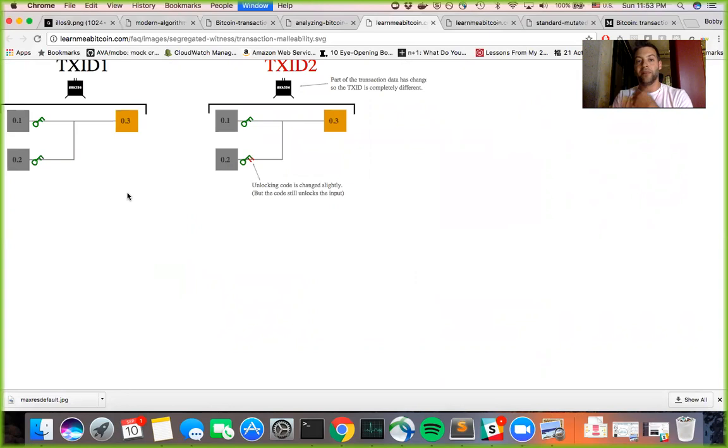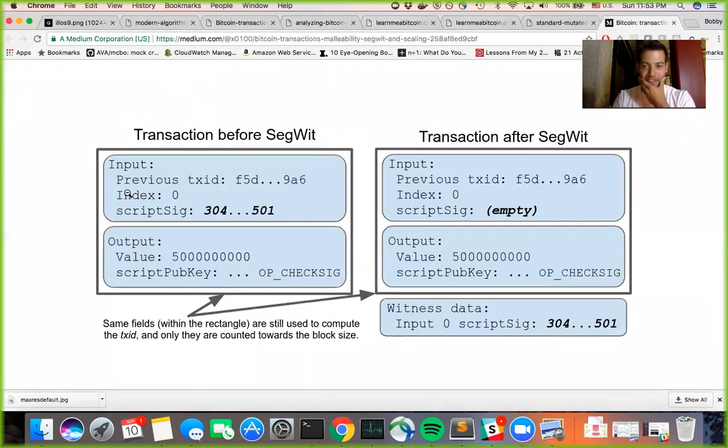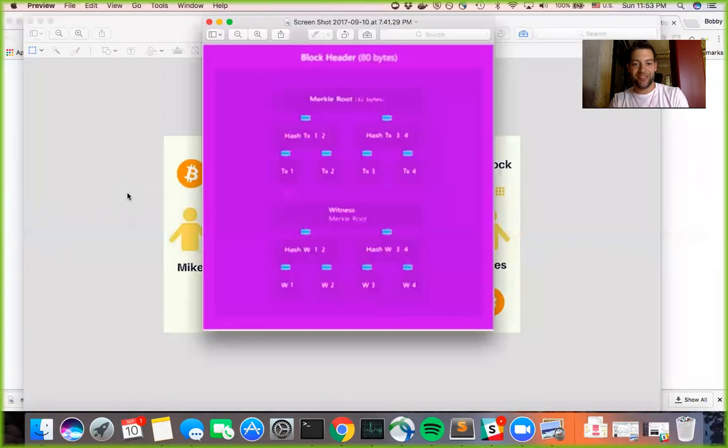And then when you look at a full block, do I have something here at the block? I do. Here, it's really ugly. But when you look at the block header, it has a Merkle tree of all the transactions. So transaction 1, transaction 2, transaction 3, transaction 4. If any of those change, well, then the Merkle root will be different. And you can do the same thing with the witness data. It's got its own Merkle tree.